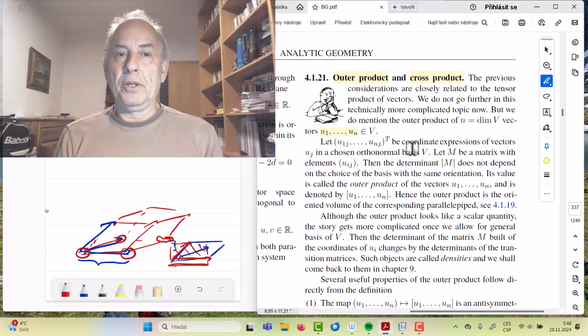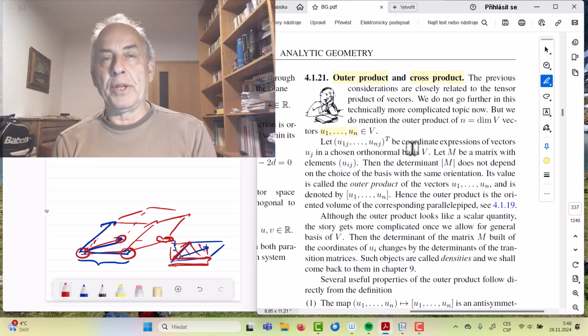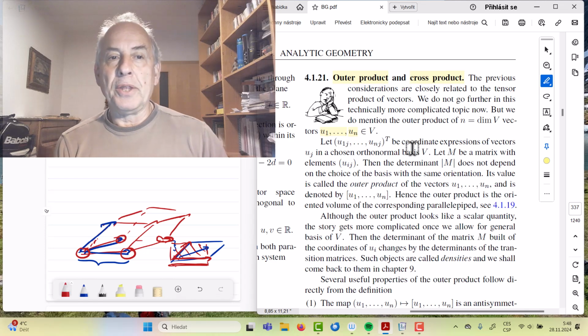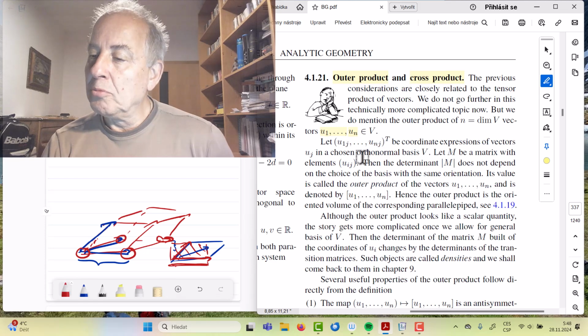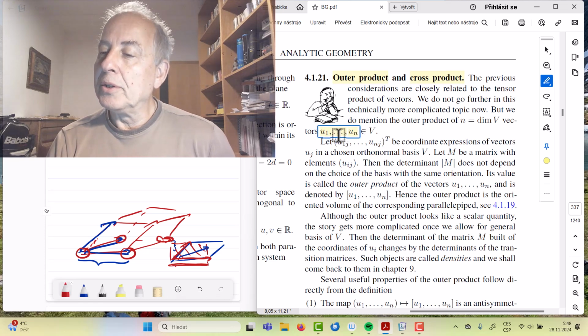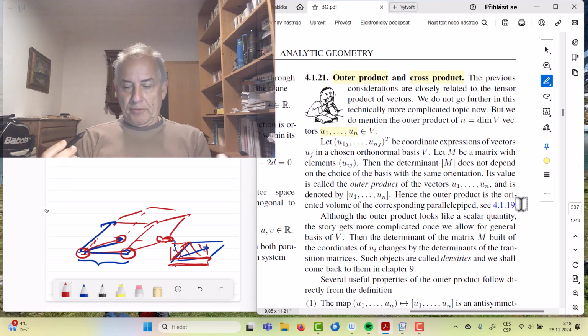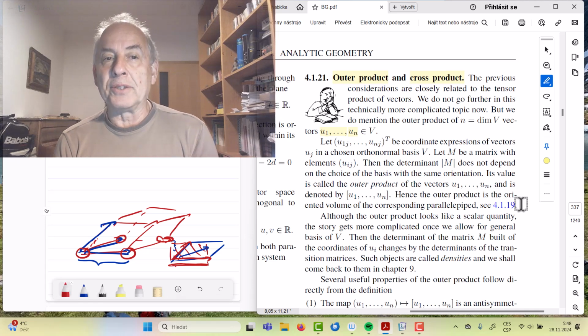If we change the basis from orthonormal to orthonormal, then the transition matrix will have determinant 1, and therefore the volume computed from these vectors couldn't change. Of course, if we change our coordinates in an orthonormal way, an orthogonal way, then it can't.